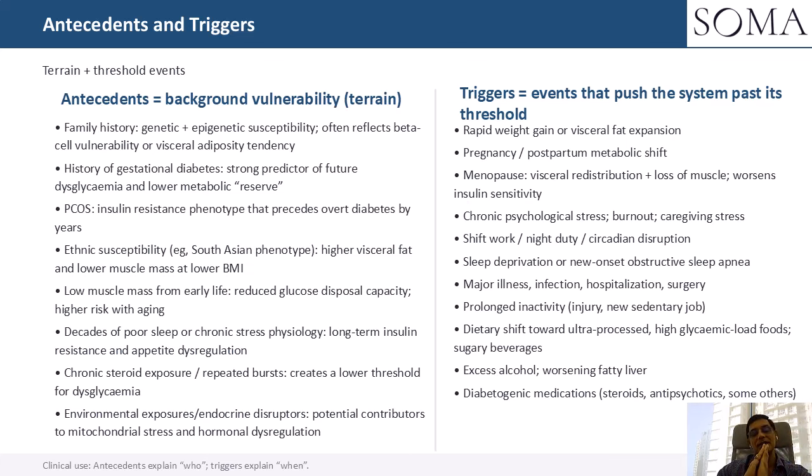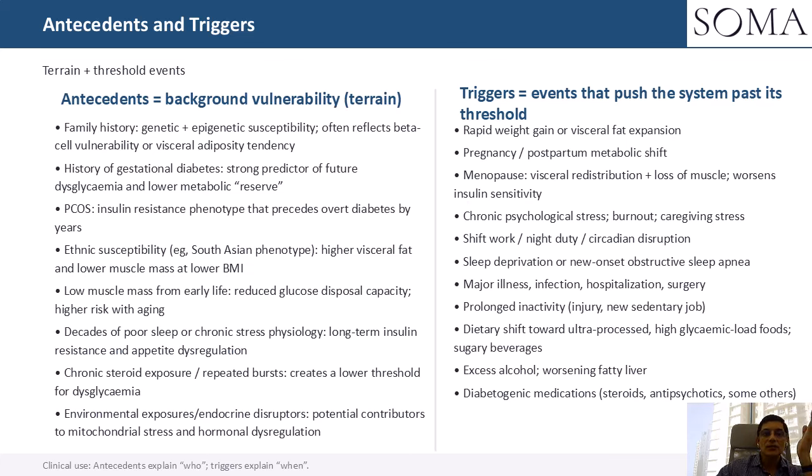So this is one of the most clinically useful ideas, because patients often ask, doctor, why did I suddenly become diabetic this year? And triggers are often the answer. Common triggers include rapid weight gain. Even 5 to 10 kg of visceral fat can shift insulin resistance dramatically. Pregnancy is a physiological insulin resistant state, we know that, and in vulnerable persons it can unmask future diabetes. Menopause is a metabolic transition, so loss of estrogen specifically shifts fat to the visceral compartment and reduces insulin sensitivity.